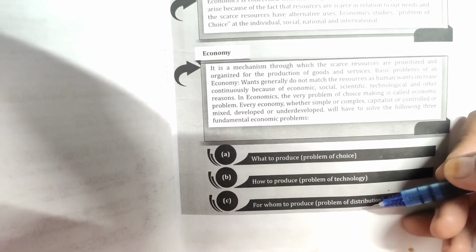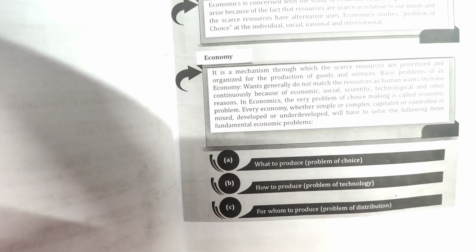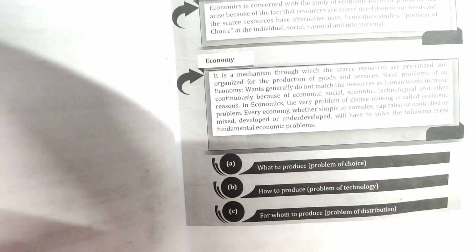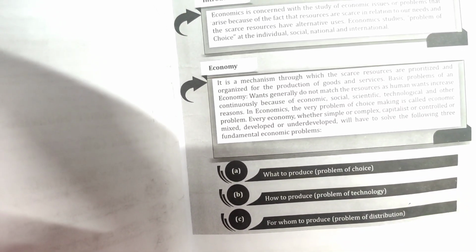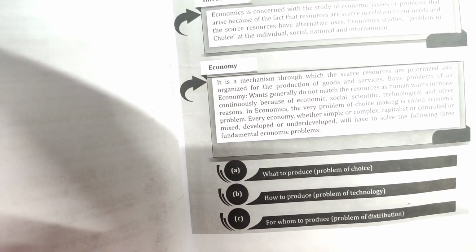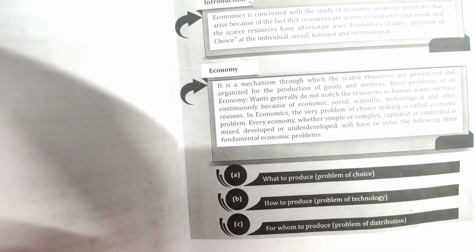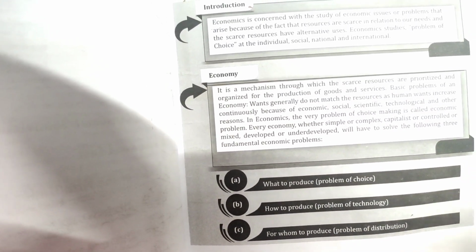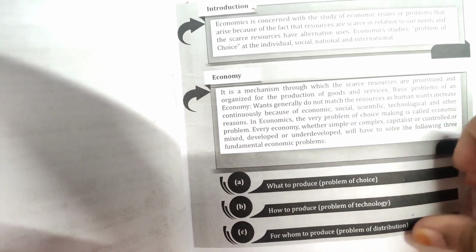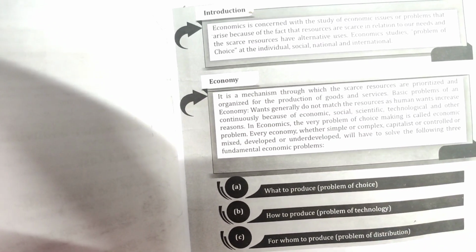It means it will discuss the problem of distribution. For example, to what kind of consumers you are going to attract the product. For example, whether the product you are going to make is for babies, for infants, for women, or for men. Likewise, you need to ask yourself for whom you are going to produce the product. So this is the central problem of the economy.